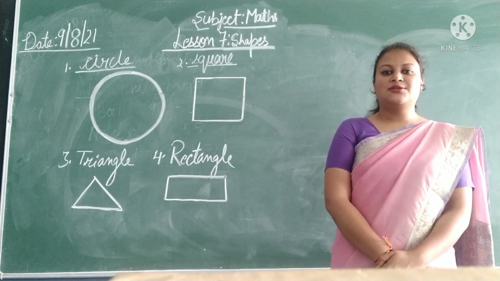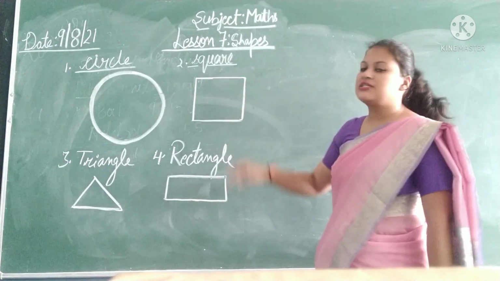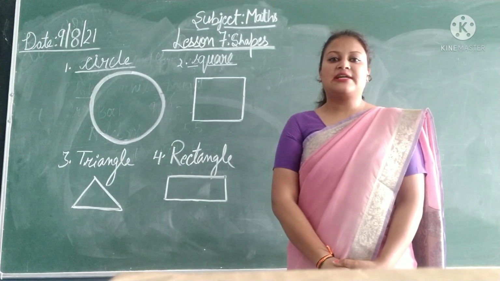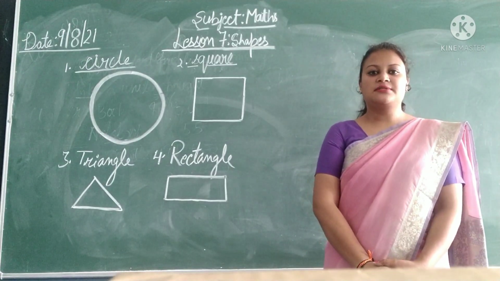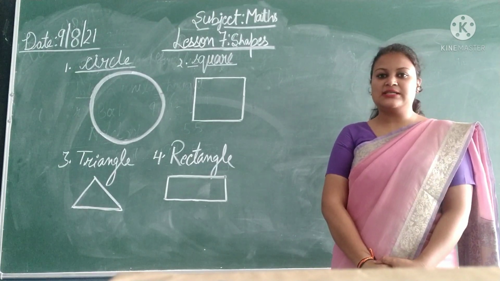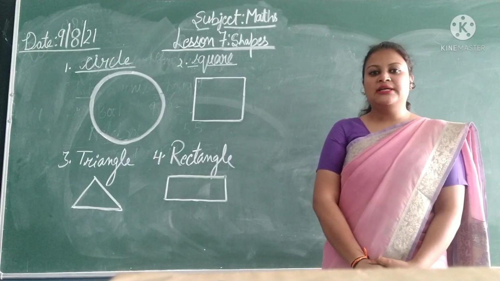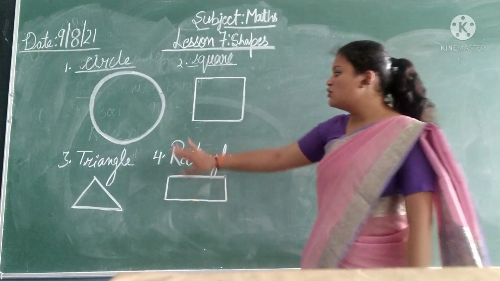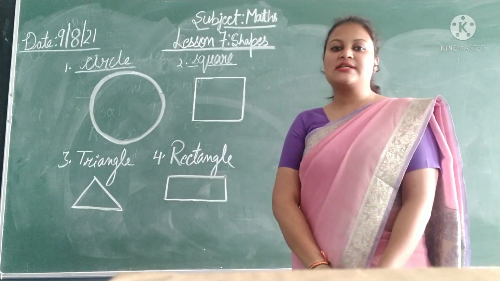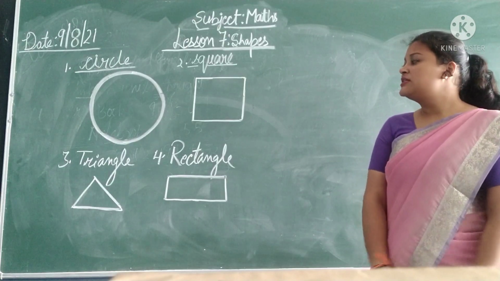Today we are going to start our lesson number 7, that is shapes. We know that we have different shapes, and we have studied them. In your previous classes you have studied different kinds of shapes, but in general we have 4 types of shapes, and most of the things are made up of these 4 kinds of shapes.